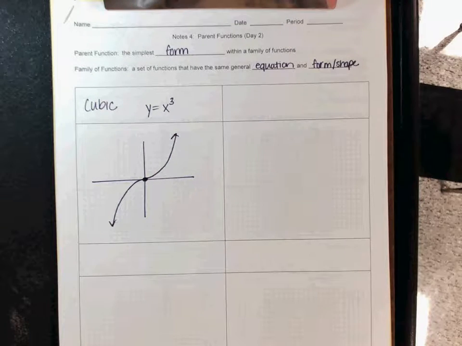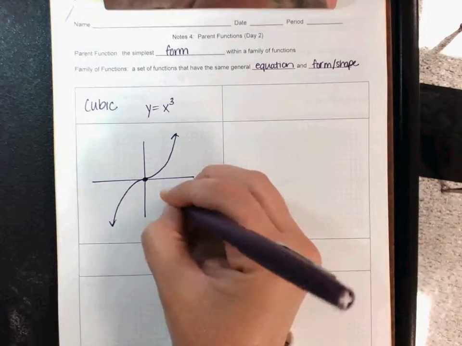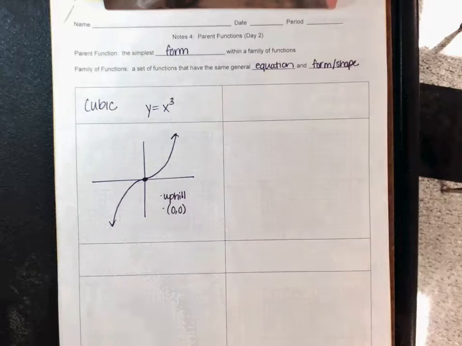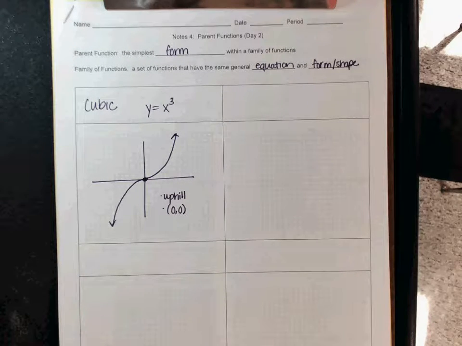Now, a couple of things to point out. In general, it's going uphill. Okay, it goes through 0, 0. Okay, and then it does have kind of a little curve in the middle.